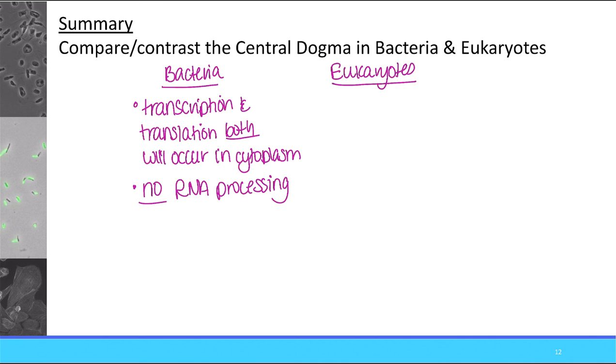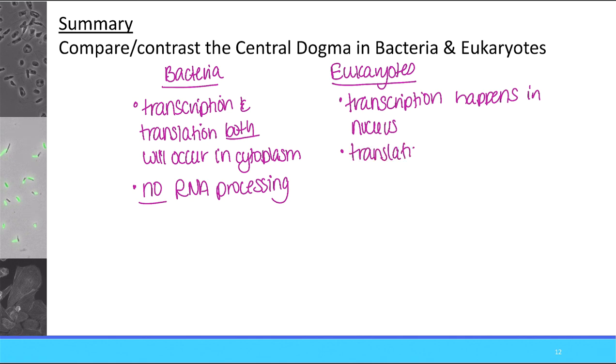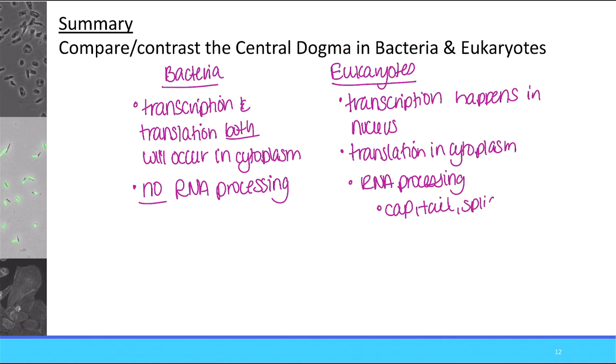And that is something that cannot happen in eukaryotes. The reason for that is these processes happen in different locations. Transcription is going to happen in the nucleus, and because we have transcription in the nucleus and then translation in the cytoplasm, we have extra work we have to do. We have to do RNA processing. That RNA processing, of course, is the cap and the tail, and then splicing.